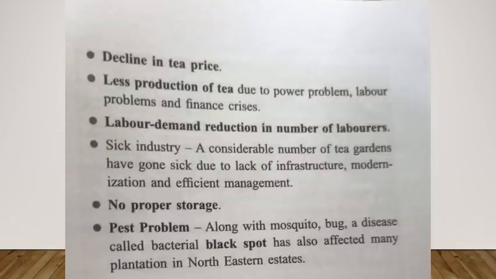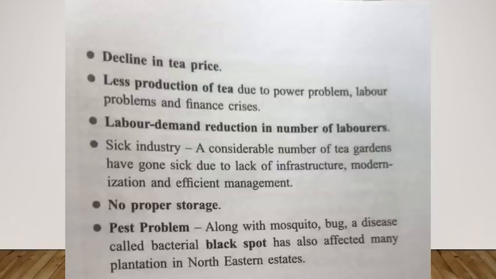Now let us see the problems being faced by the tea plantations. Many of the tea gardens have been closed down in recent years because of the decline in tea price, which resulted in heavy losses. As a result, the tea plantations were closed down. There was less production of tea, maybe because of certain problems like power crisis, labor problems, strikes and financial crisis. There was a reduction in the demand for the number of laborers, so many of the laborers started searching for jobs elsewhere. So this was another problem.